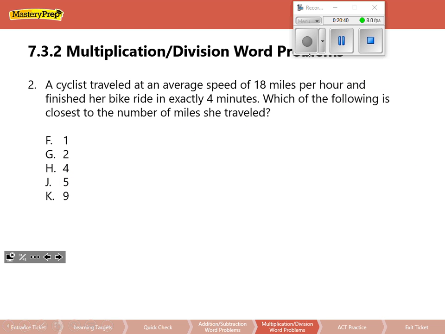A cyclist traveled at an average speed of 18 miles per hour and finished his bike ride in exactly 4 minutes. Which of the following is the closest number of miles traveled? Well, rate times time is equal to distance. 18 miles per hour, finished her bike ride in exactly 4 minutes. Closest number of miles traveled. Well, our rate is 18 miles per hour, yes? Well, we can't do it in minutes. We need it in hours, yes? How many minutes are in an hour?